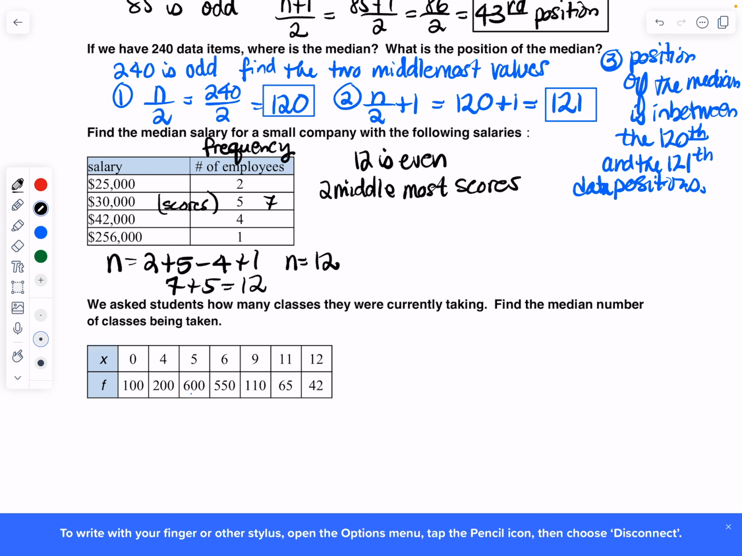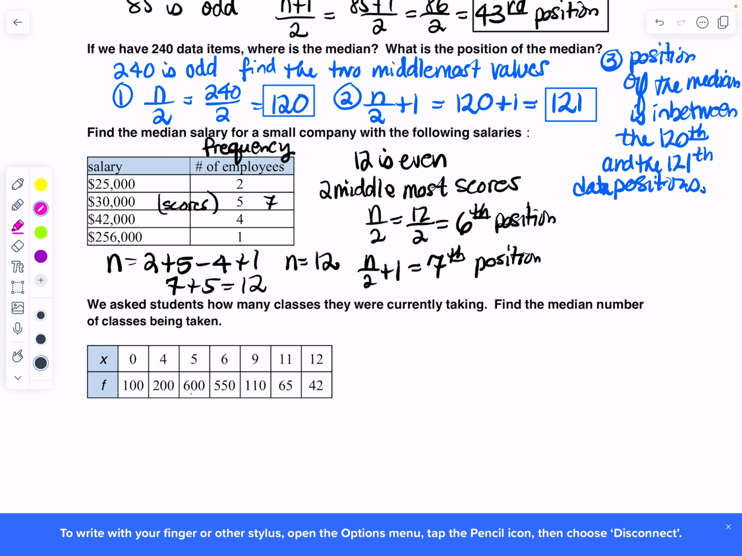And because n is even, I have to figure out the middlemost value. So let's do the left value. So n divided by 2. So 12 divided by 2 is 6th position. And then n divided by 2 plus 1, we also need the 7th position of data. Again, I'm in this bracket right here. Okay. So what I'm going to do is take the 6th and 7th and add them together.